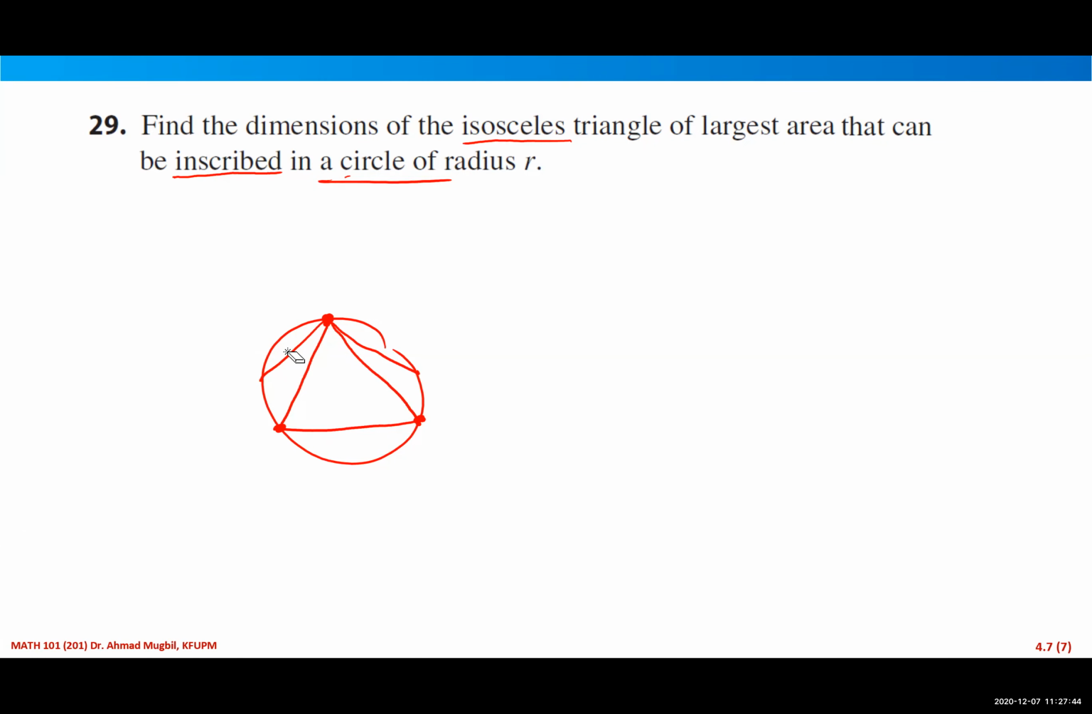But let's take the typical case. Because we want to find the largest, I think this will be the largest. So let's say this is the center of the circle, and it is, of course, with radius r. So is r here constant or variable? Constant, so it is not a variable. So this is r, this is r, this is r. Remember that this side is the same as this side. This is the meaning of isosceles here.